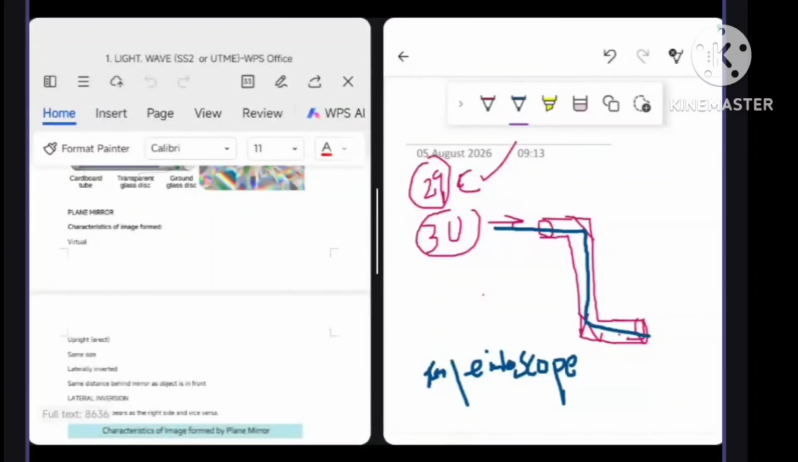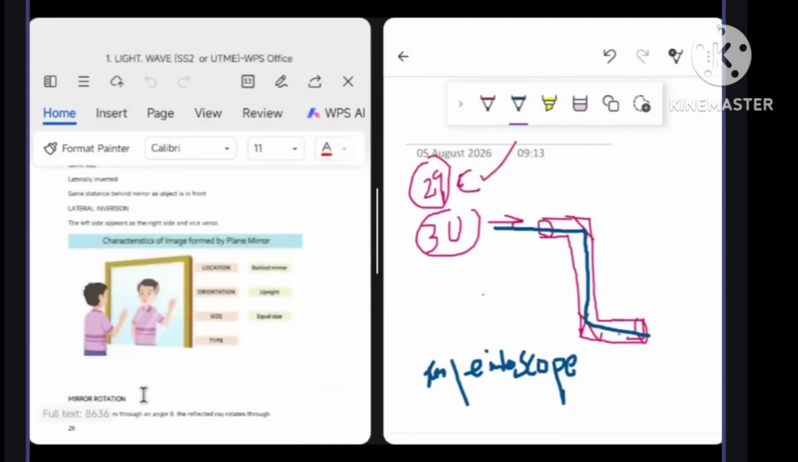Now, when we talk about the virtual image in physics, we're talking about an image that cannot be formed on a screen, but it is reflected from behind the mirror. For example, if somebody is standing in front of a mirror, the image here is virtual. It cannot be formed on a screen behind, but instead it is reflected off that mirror.